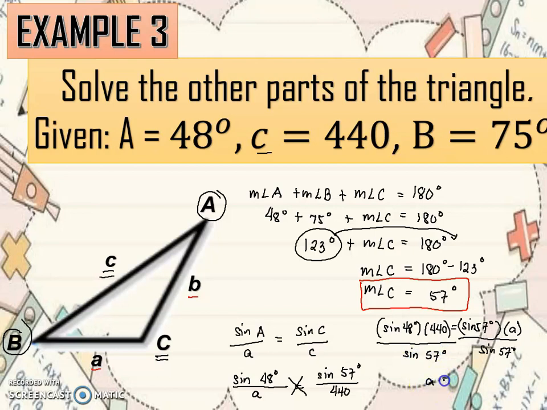And we are going to solve directly for the answer. So you multiply sine 48 degrees times 440 divided by sine 57 degrees, and the answer there is 389.883 units. And you must box your final answer. And now we unlock the second part of the triangle, which is side A. Angle C check, angle A check, and now we are down to our side B.